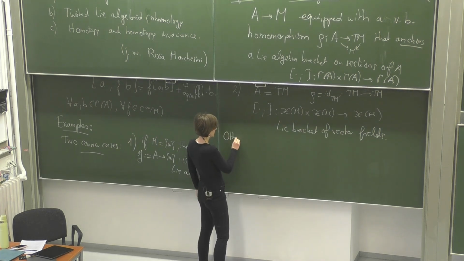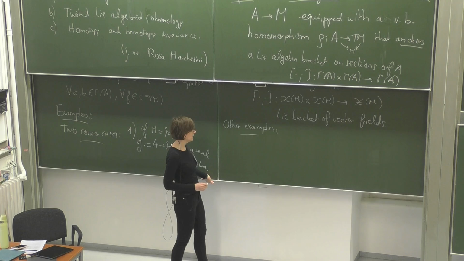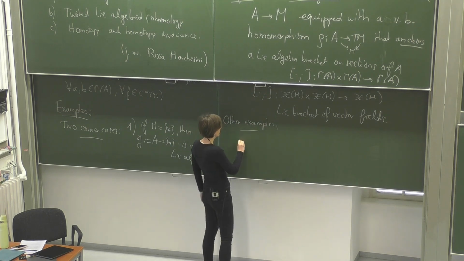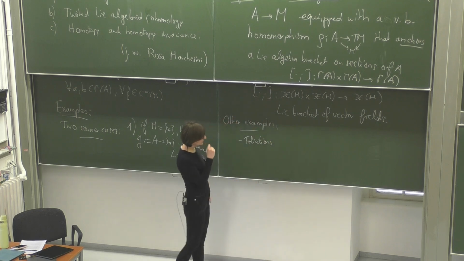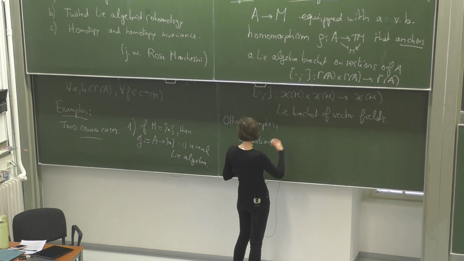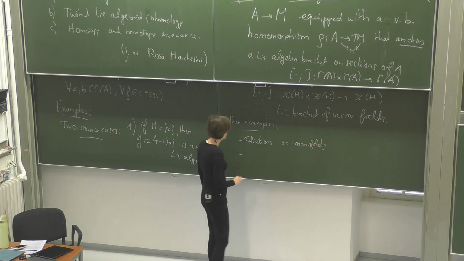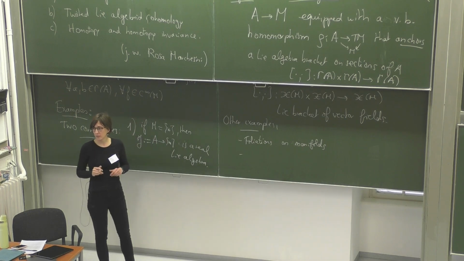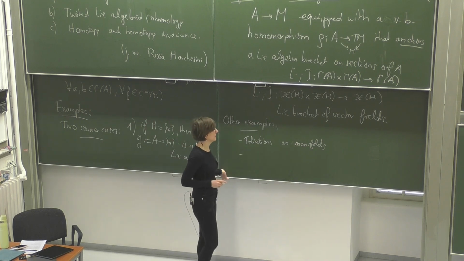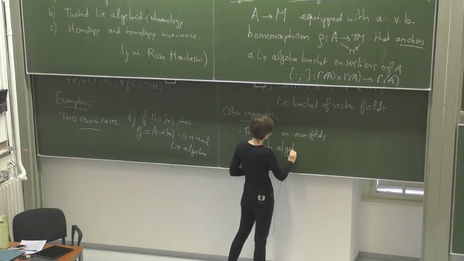And then you have other examples. I'm not going to give details, because otherwise we'll run out of time. But you have foliations on manifolds: involutive subbundles of the tangent bundle inherit a restricted Lie algebroid structure. You can do the whole study of principal bundles and principal connections by looking at the Atiyah or gauge algebroids of the principal bundles, and everything becomes very neat. So if you are interested, you can always ask me.